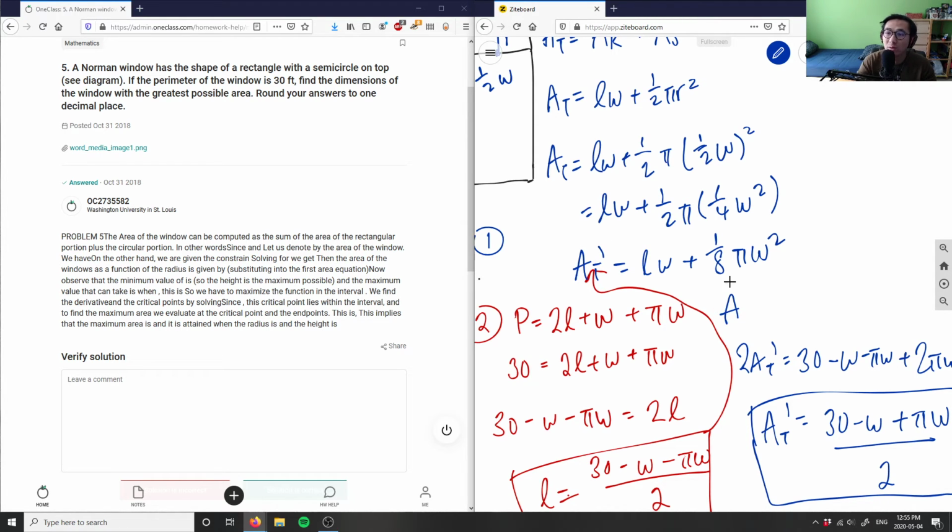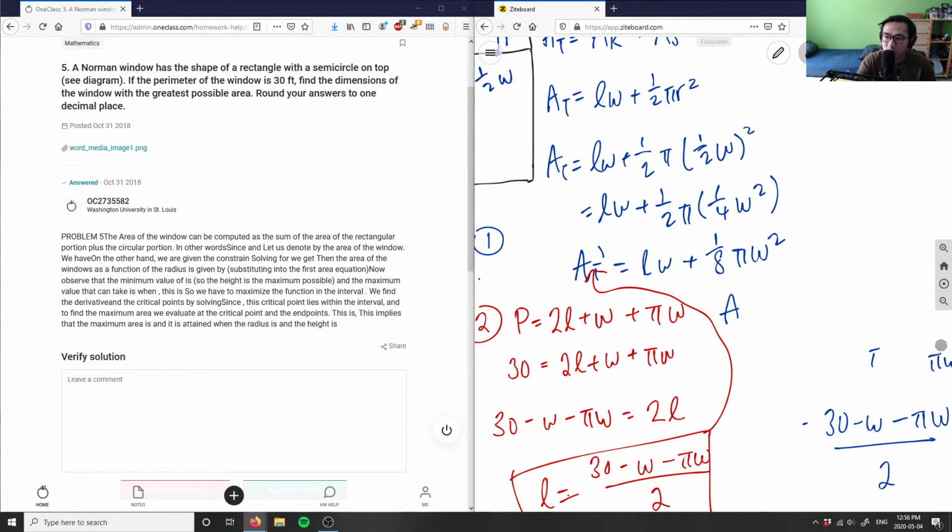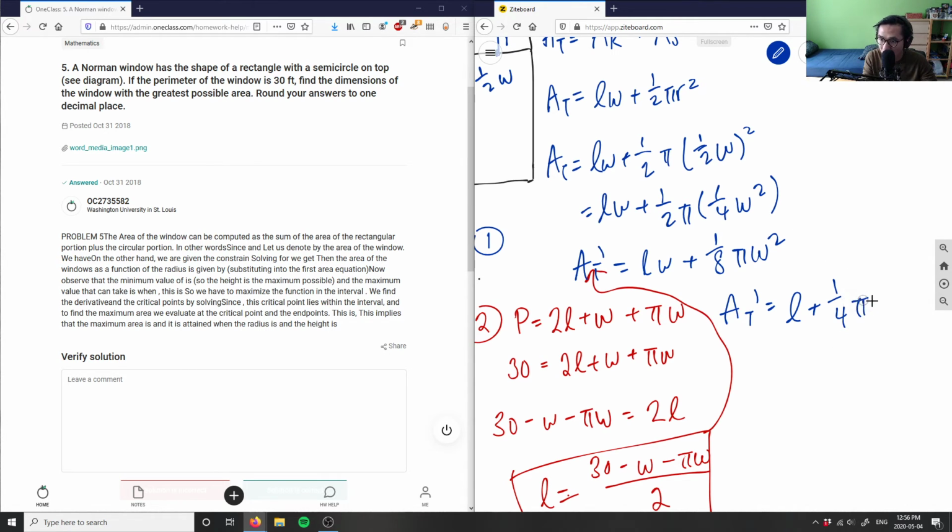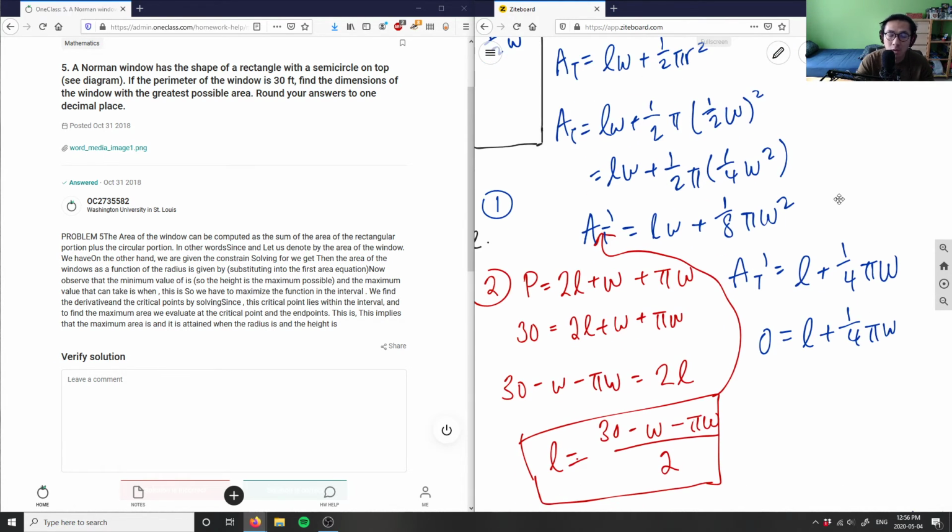I'm taking the derivative here. Let me erase these. I should have clicked the picture earlier. I kind of regret doing all this work for nothing. But A prime equals, again taking the derivative with respect to w, L plus 1/8 pi times w. I'm going to move this 2 downwards, so 2 times 1/8 becomes 1/4 pi w. This is the derivative of my function. I'm going to set it to 0, which equals L plus 1/4 pi w, and this would be the maximization of my area.